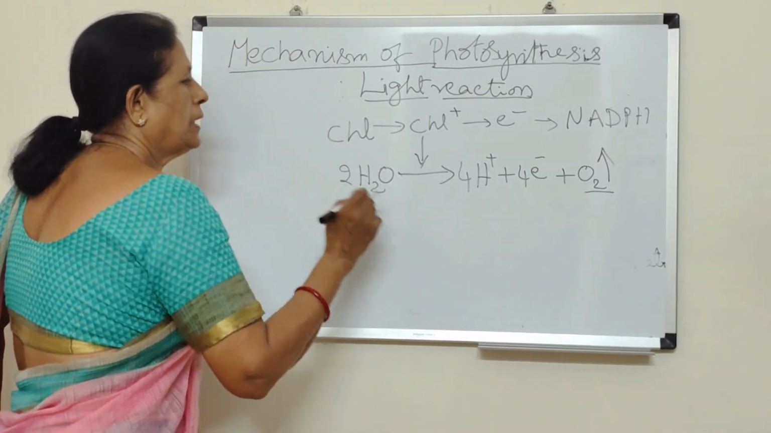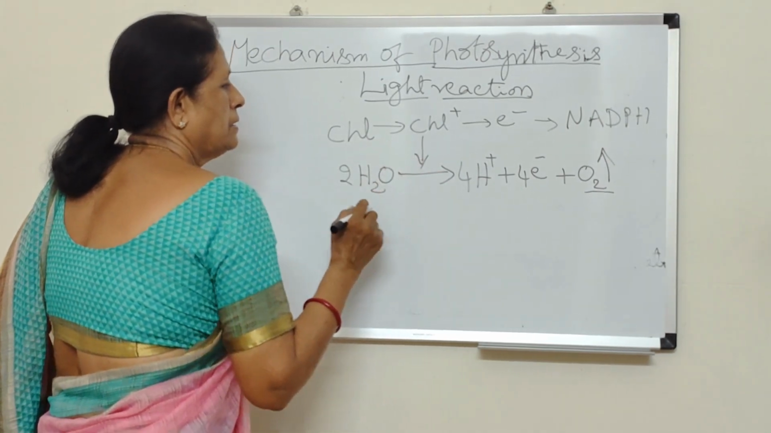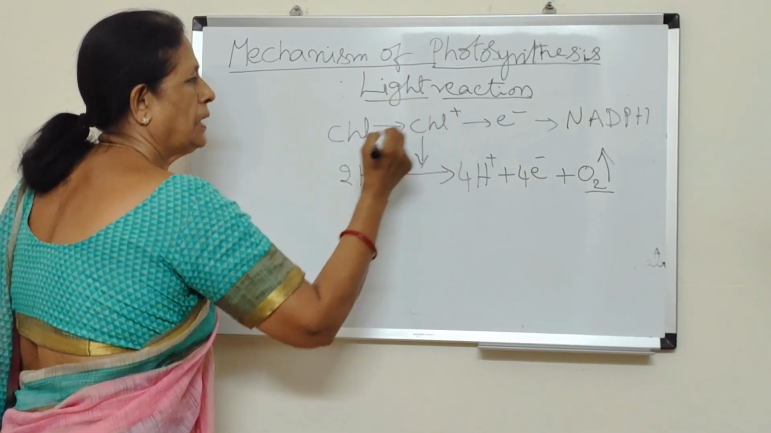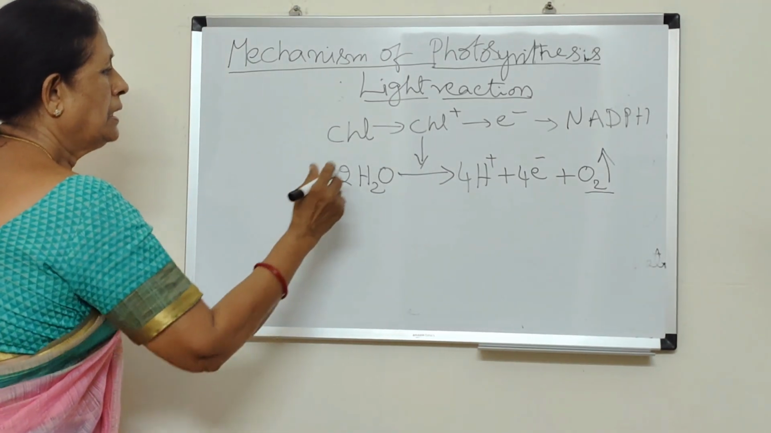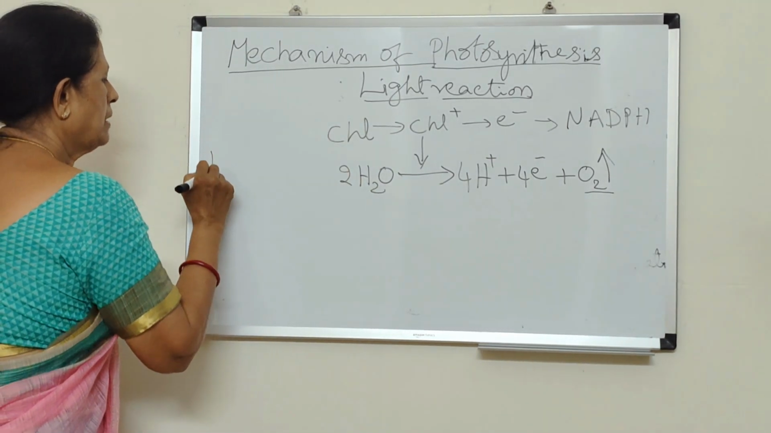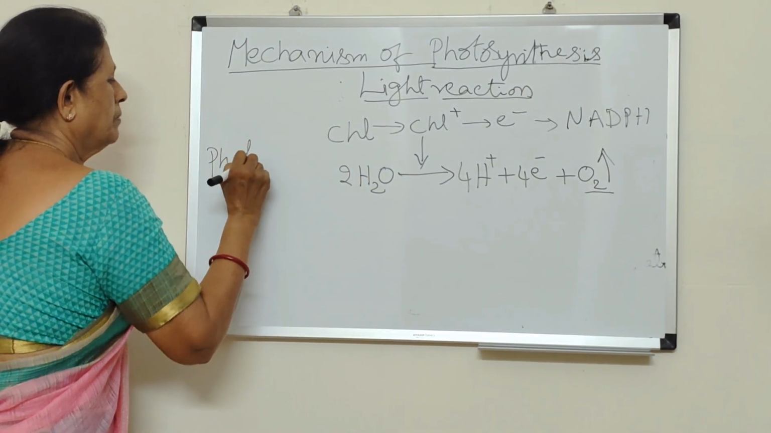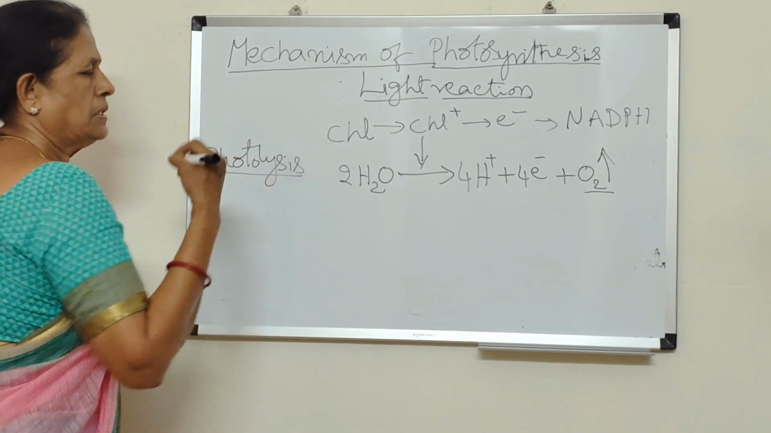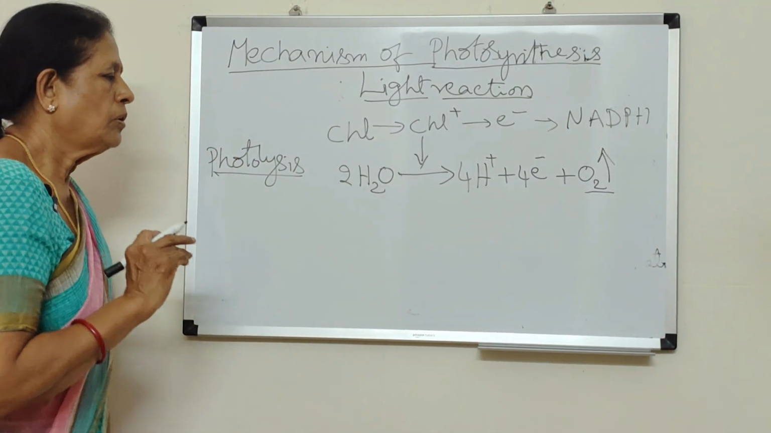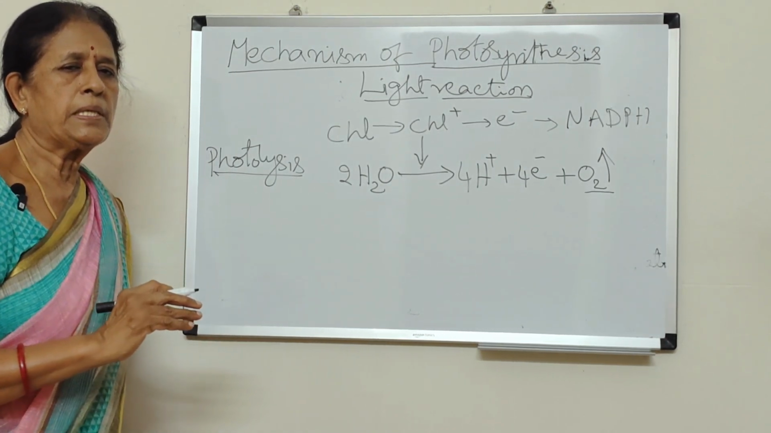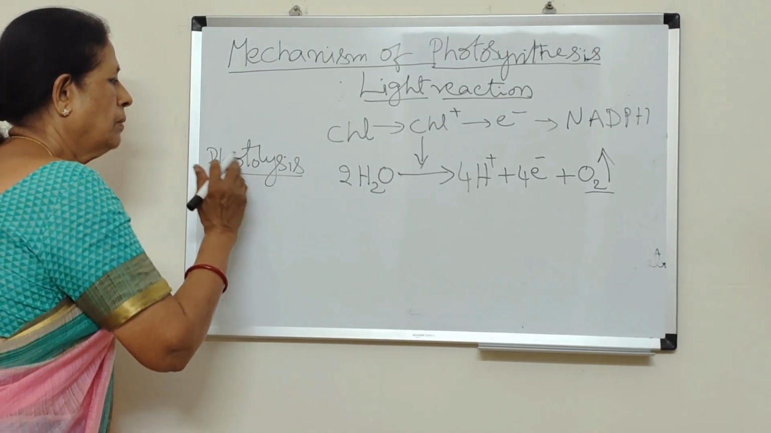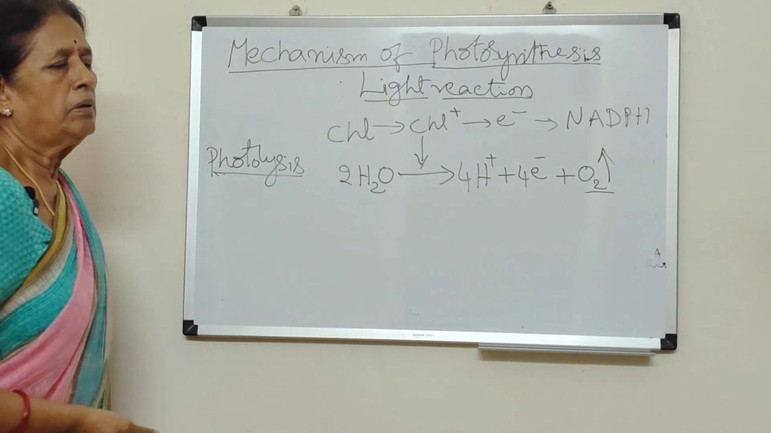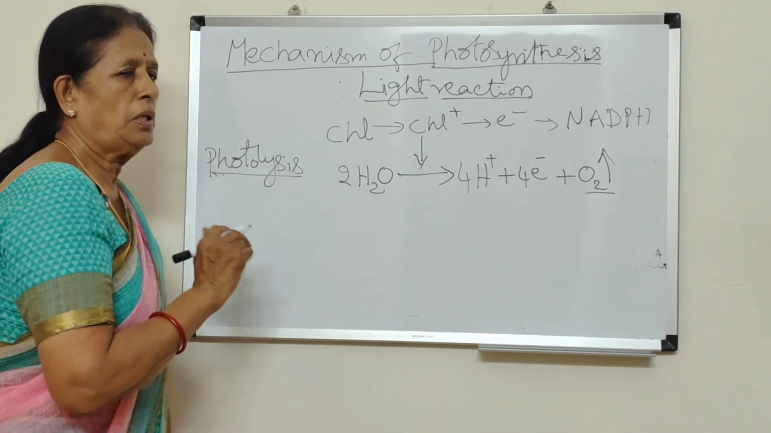And here, this chlorophyll molecule is in an oxidized condition. The splitting of the water molecule is called photolysis. What is photolysis? Photo means light, lysis means breakdown. So the breakdown of the water molecule in the presence of light is called photolysis.